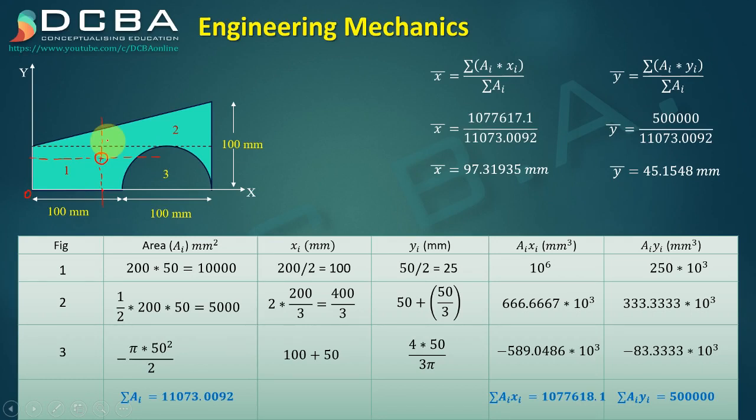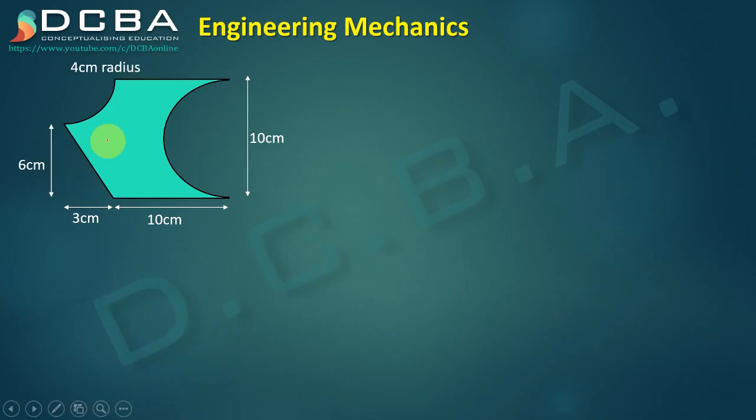Okay, let us move on to the next numerical. We have this shape which is having a cutout. So you know there are a lot of shapes which are negative here. First we have to understand what are the simple shapes that we can get from this. So the simplest shape that you can get is, you can make it as a rectangle.